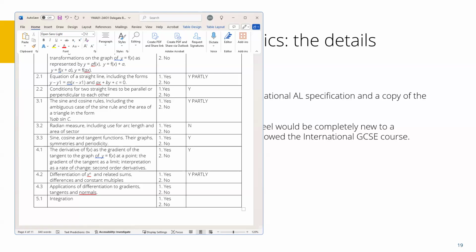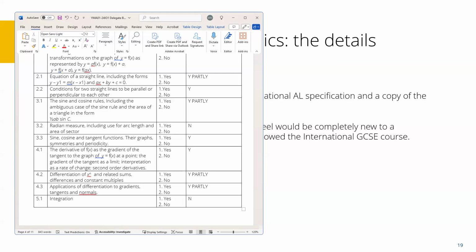Applications of differentiation to gradients, tangents, and normals. Again, that's yes, partly. The key thing there is it's to do with the gradients, and the integration is a no because that's completely new to them in the international GCSE.